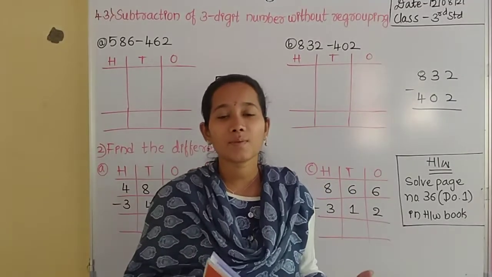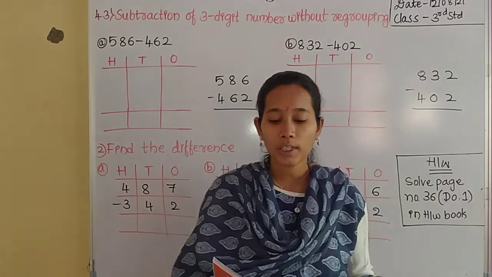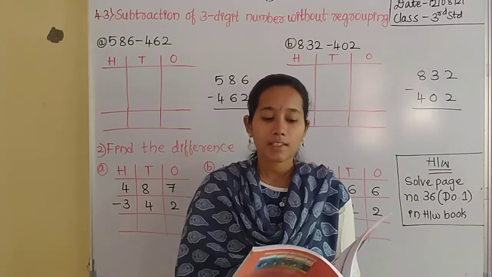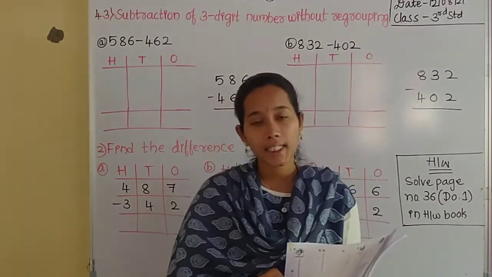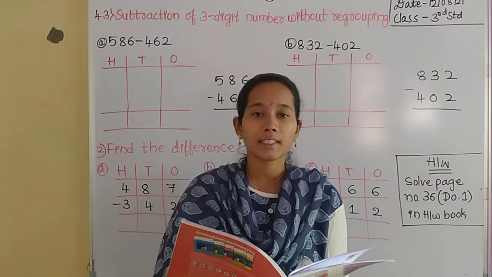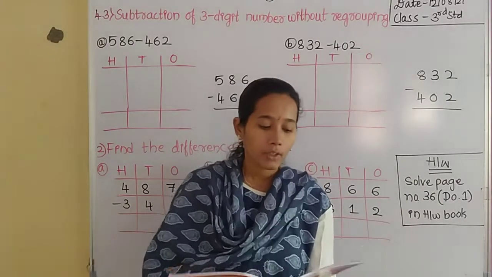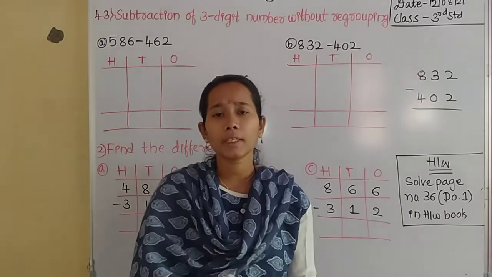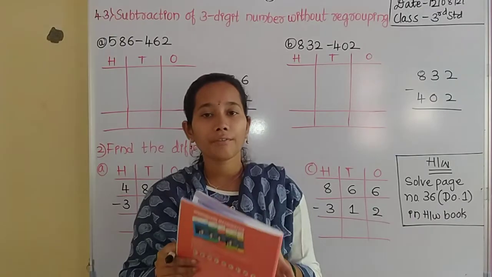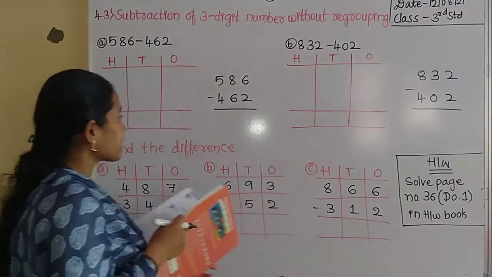Students, in the previous class we discussed and solved some problems on the subtraction of two digit numbers with regrouping, and today's topic is subtracting three digit numbers without regrouping. In your syllabus three digit numbers are there, so open your textbook page number 36. Without regrouping means what? You already know about that one. In subtraction, without regrouping means without borrowing. So here some examples are there.